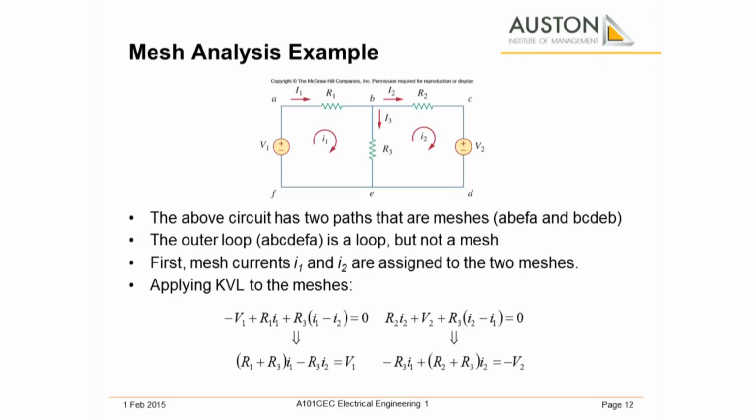Now, for these two equations, we know the values of R1, R2, R3, V1, and V2. The only unknown variables then will be I1 and I2. We have two equations, we have two unknowns. We can solve it by simultaneous equations.